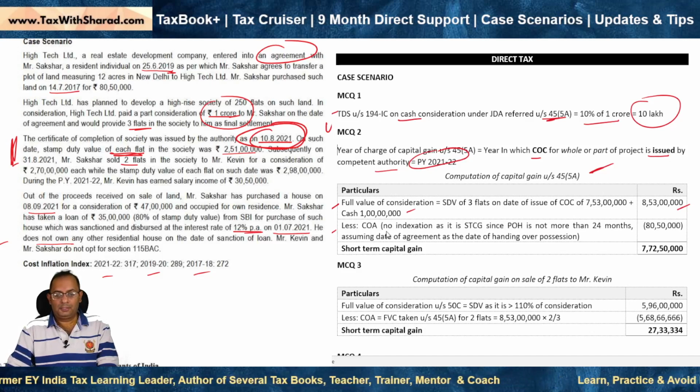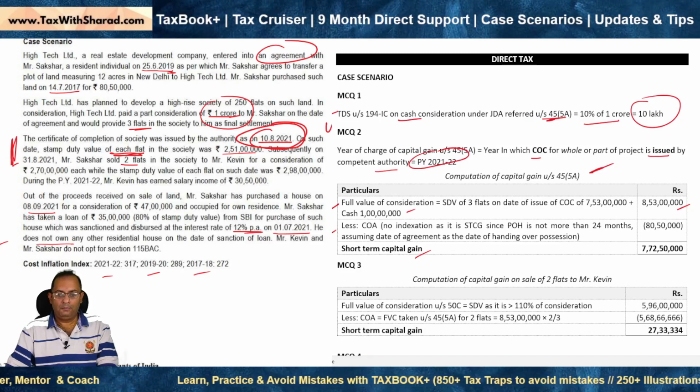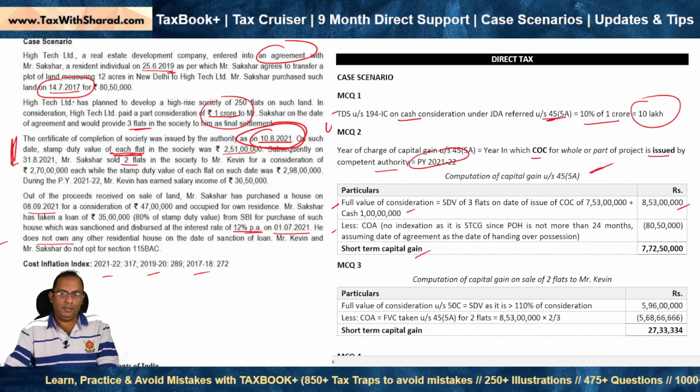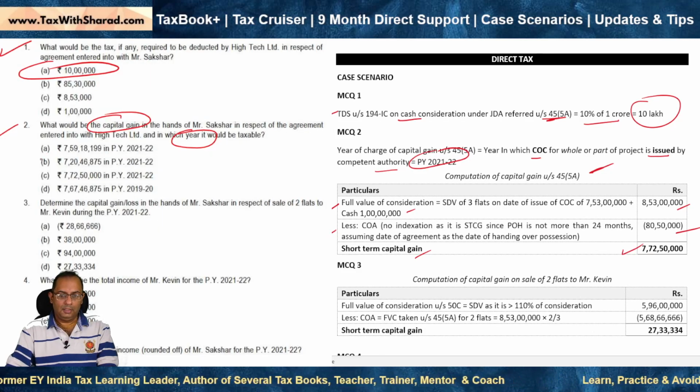Cost of acquisition or indexed cost of acquisition. Indexation will not be relevant in our case because this is the short-term capital gain. Why? Because we need to compute the period of holding from 14 July 2017 to 25th June 2019, which is not more than 24 months, and therefore short-term capital gain arises, and simply we need to deduct the cost, which is 80 lakh 50,000, and short-term capital gain becomes 7 crore 72 lakh 50,000. This is the answer to the second question.